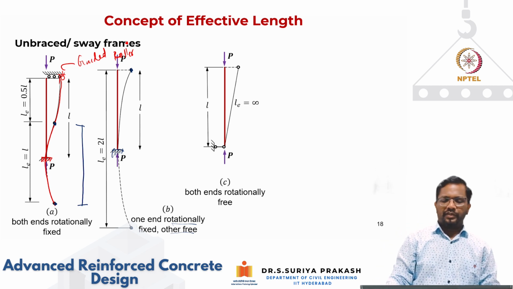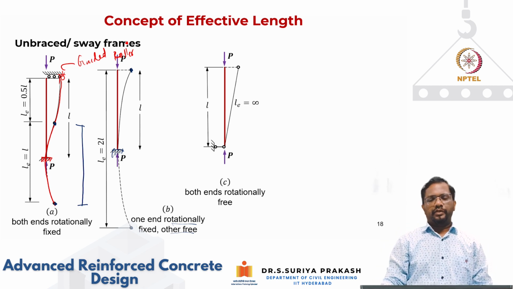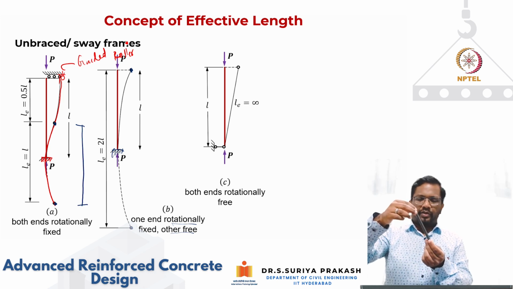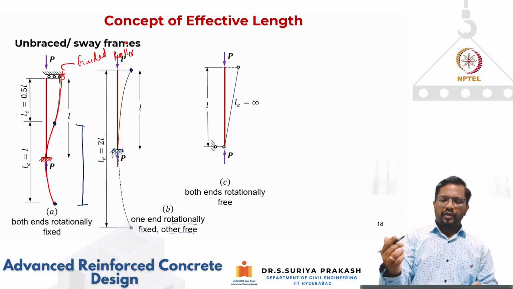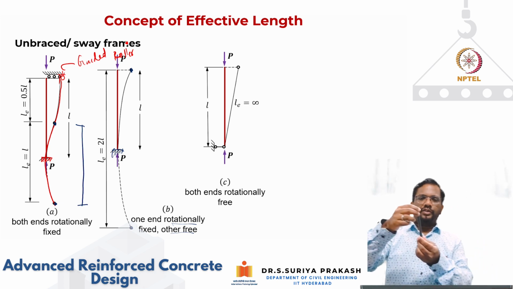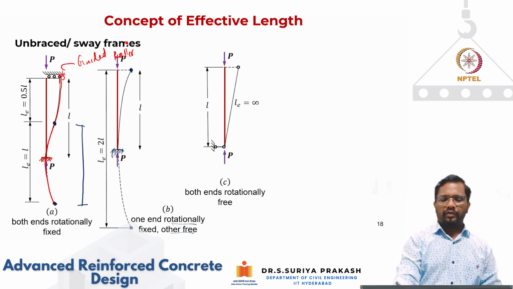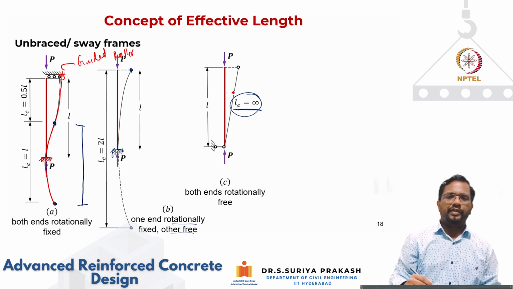The next case is both ends are rotationally free. So it's basically like a stick, okay, and it can rotate like this. You will find that there is no point of inflection because it is straight, okay, as a rigid body it is moving like this, okay. So it is actually an unstable configuration. You end up with effective length of infinity. So it's a very unstable configuration.